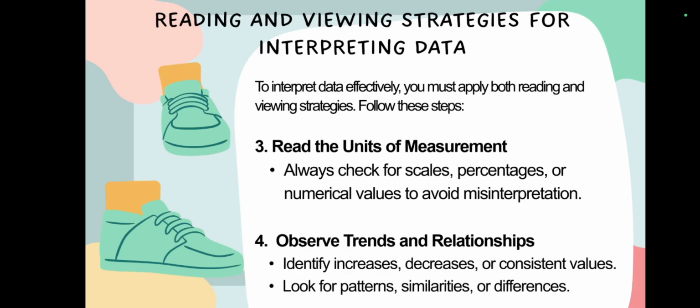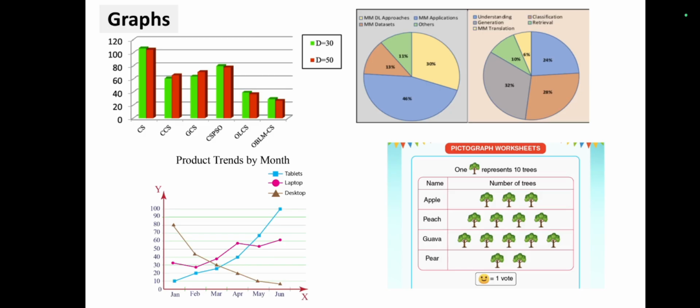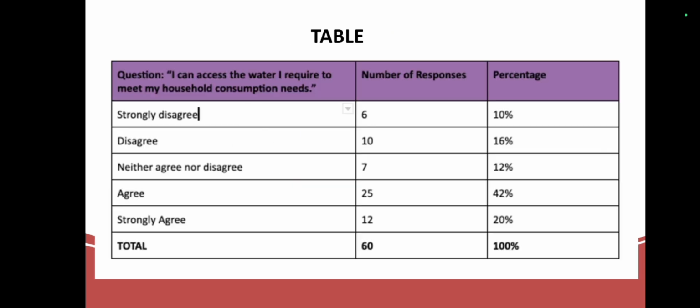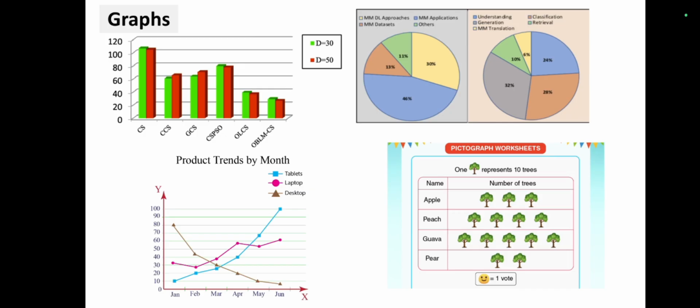Next. Number 3, read the units or measurement. Always check for scales, percentages, or numerical values to avoid misinterpretations. Of course, when you are interpreting data, it is really important na pay attention din sa mga percentages na ilalagay mo in your interpretation.